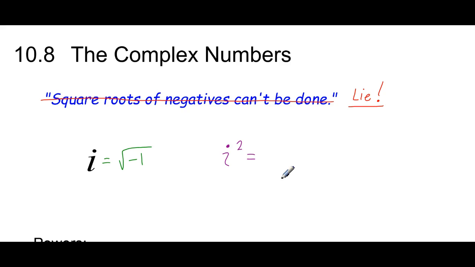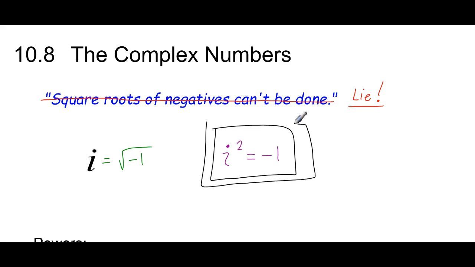i is the square root of -1, some magic number that when you square it, you get -1. So i squared has got to be -1 by the definition of what square roots are. So if you want to memorize something about i, this is the thing to memorize. This you'll use far more often than the basic definition.